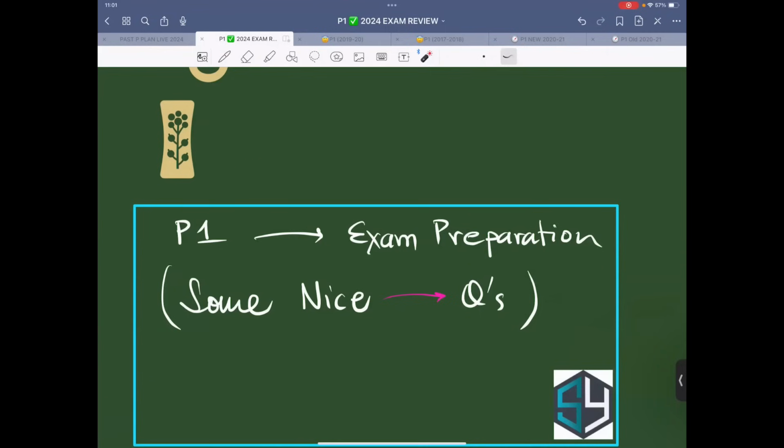So now tomorrow, 2nd May, it will be your P1 paper, variant 1-2. Variant 1-3 has already occurred in some other region. So now we are preparing P1 with some very, very nice questions. Yes, you have already done your part.